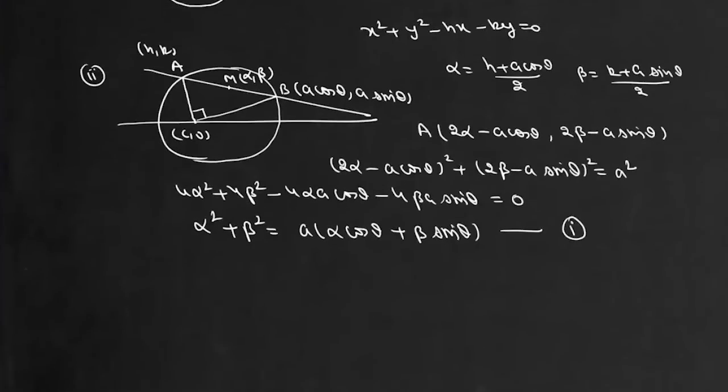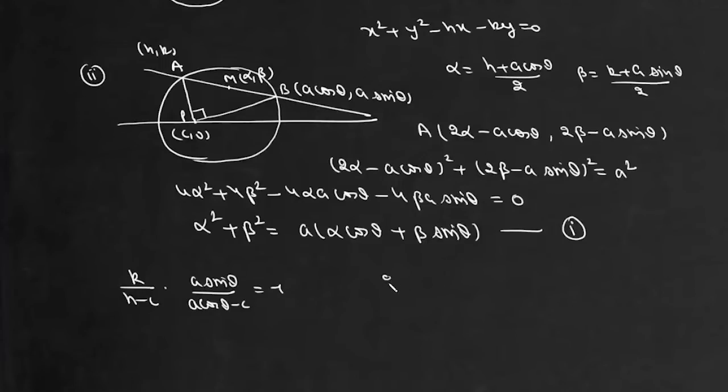Now the second condition that is given is AP subtends an angle 90 degrees at this point, say P. Then the product of slopes is minus 1. So we can write K upon H minus C into A sin theta upon A cos theta minus C, it is minus 1. Now we know the value of H and K.